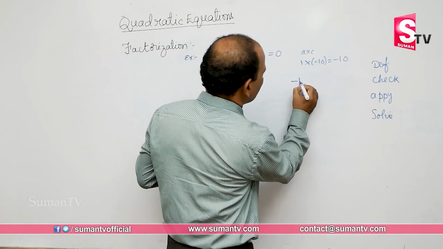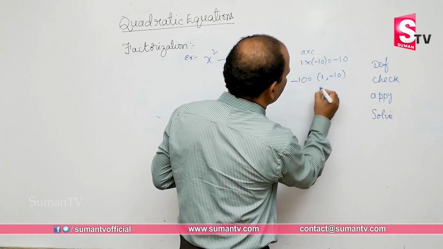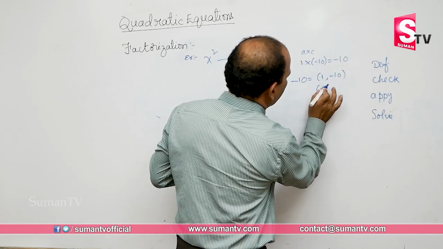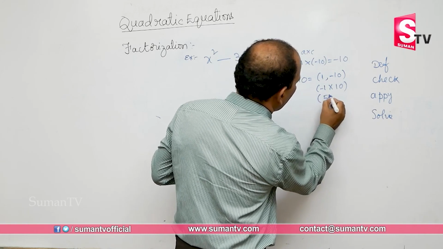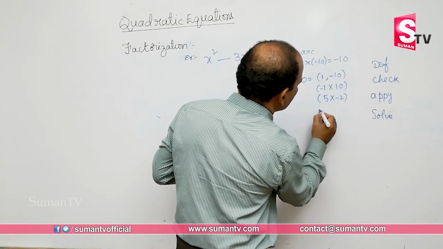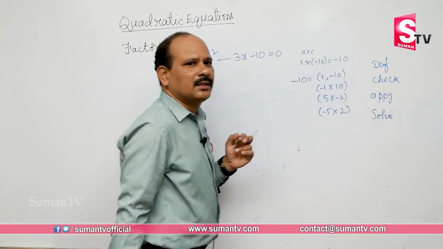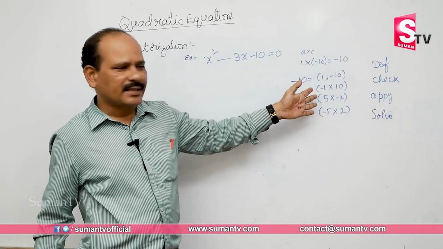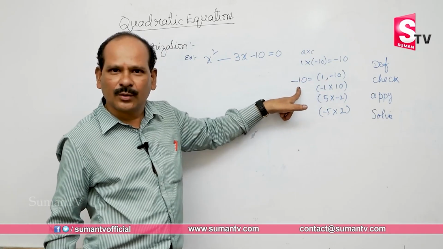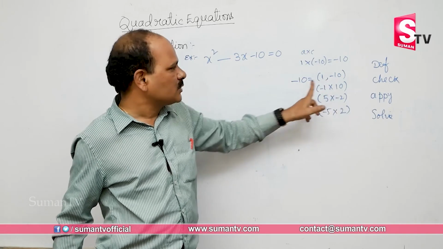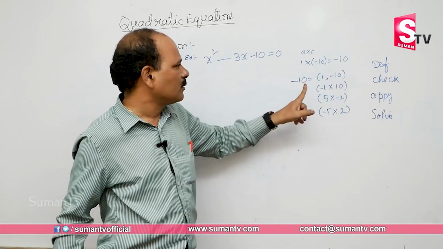See, the factors of minus 10 I am writing. 1 and minus 10. Minus 1 into 10. 5 into minus 2. Minus 5 into 2. These are the 4 pairs of factors of minus 10. 1 into minus 10 is also equal to minus 10. Minus 1 into 10 is also equal to minus 10. 5 into minus 2 is minus 10. Minus 5 into 2 is also minus 10.